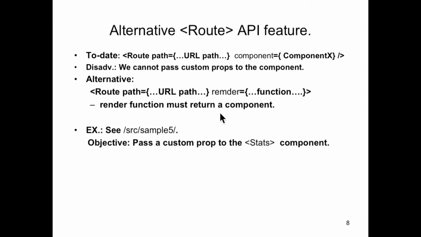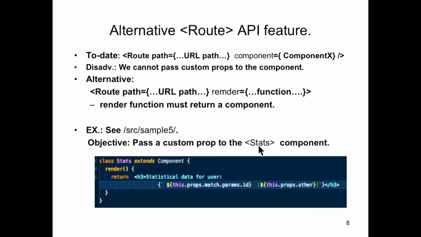We're on to sample 5, and I couldn't come up with anything meaningful, so I'm just passing gobbledygook props to my inbox, which we'll see in a second anyway. But either way, the idea is I've decided I want to pass some custom props to the stats component in the routing logic that I had on the previous slide. That's how I've decided to try and achieve this.